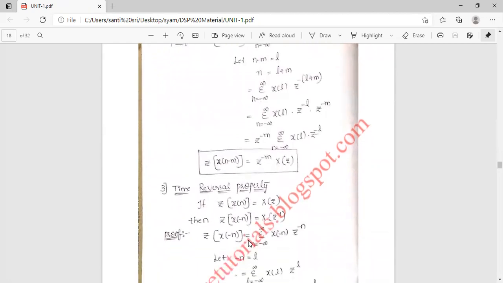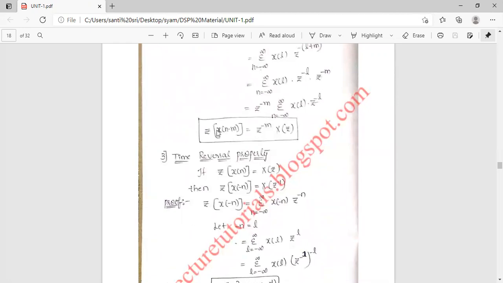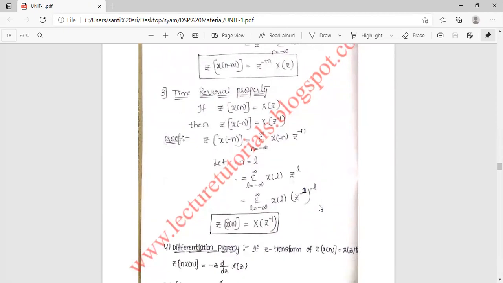Next one is time reversal property. Z transform of x of n is X of z. Then Z transform of x of minus n is X of z power minus 1. Taking the Z transform of x of minus n, sigma n equal to minus infinity to infinity x of minus n into z power minus n. Let minus n be L, so replace minus n by L. So that we will get Z transform of x of minus n is X of z power minus 1.